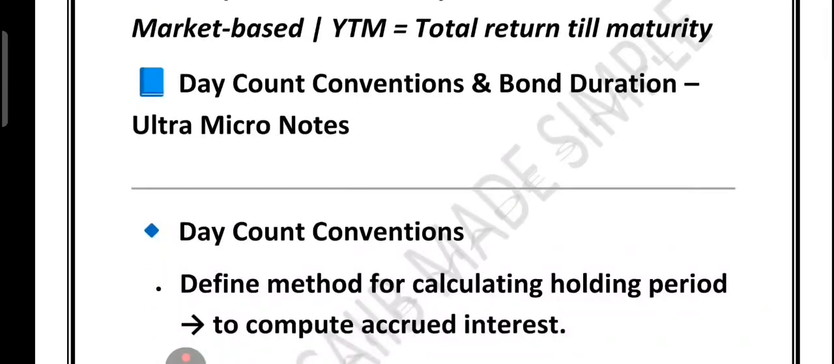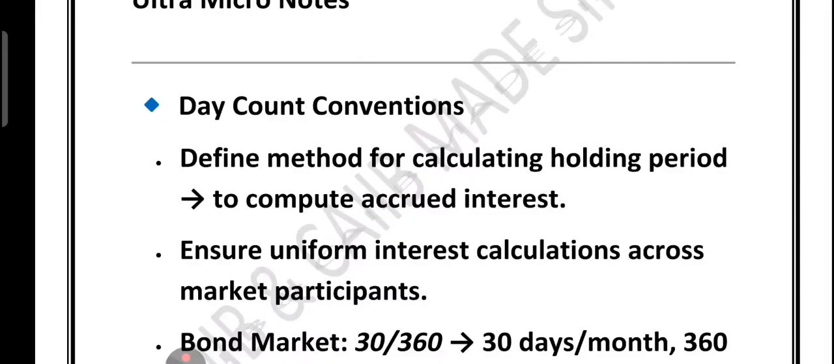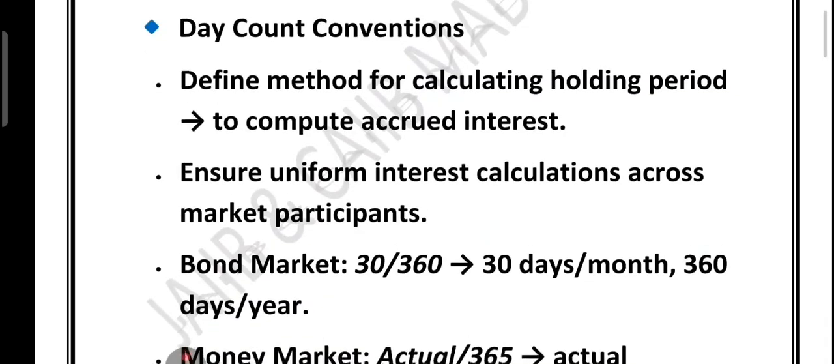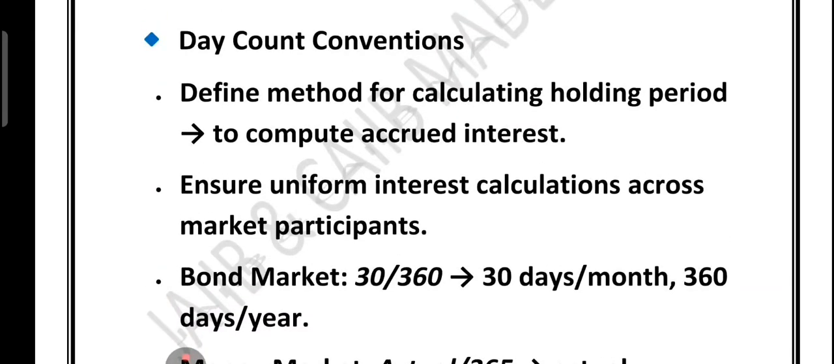Now friends, let's shift our focus to the day count convention. See, when it comes to bond or money market instruments, we often need to calculate how long we have held the investment. That is where day count convention comes into the picture. What does it mean? It simply means the method used to count the number of days between 2 dates. This helps in calculating the accrued interest, right? So right now we are talking about day count convention. It is a method which we use to count the number of days between 2 dates, and using this method we calculate the accrued interest.